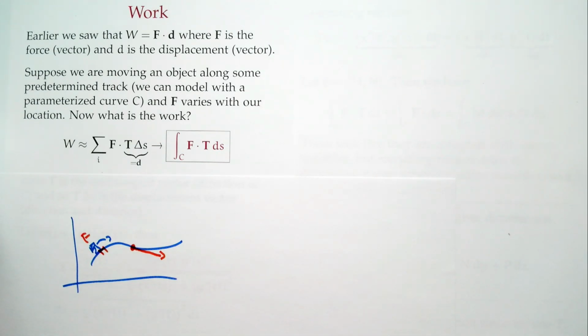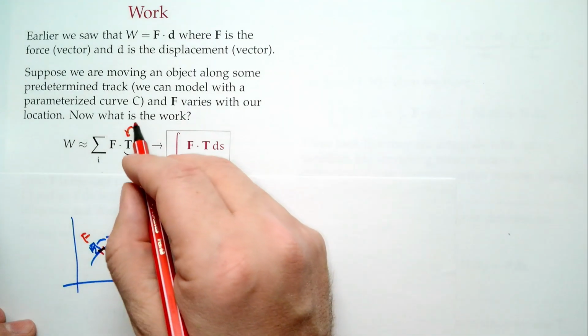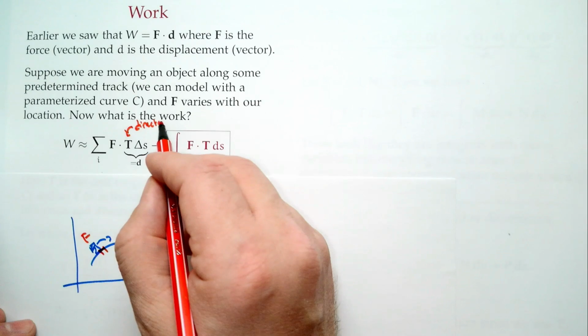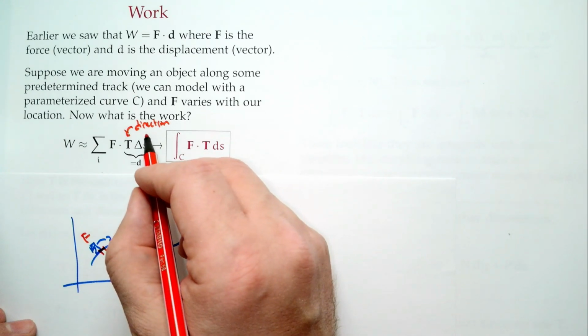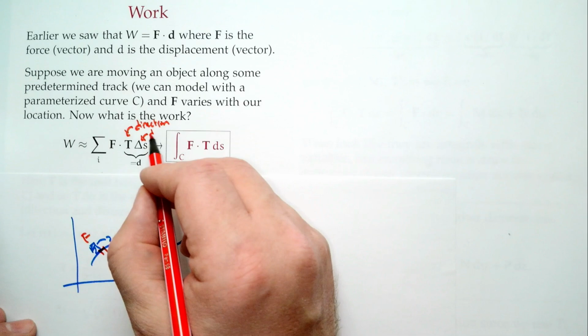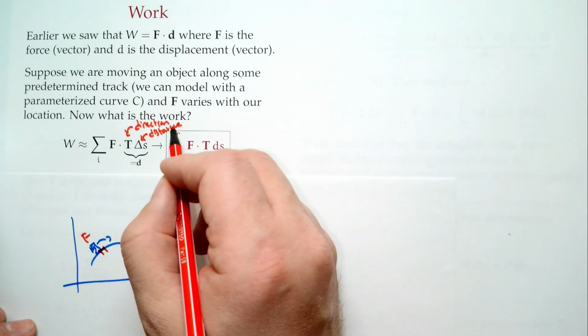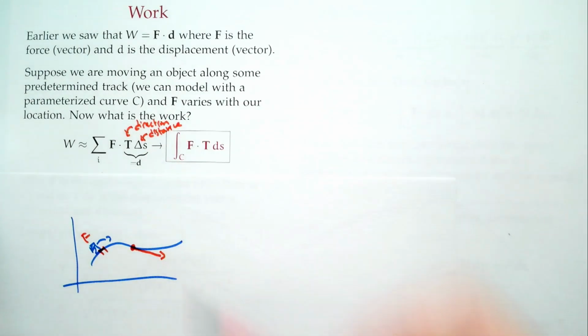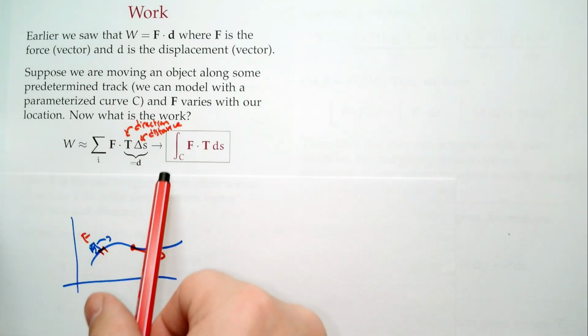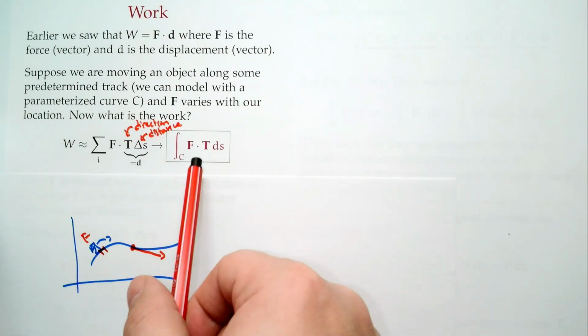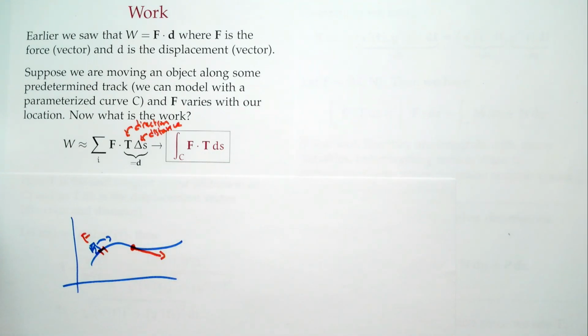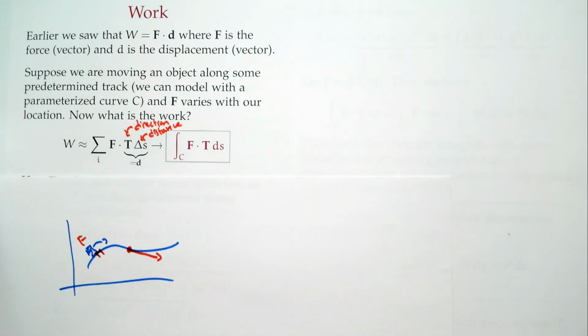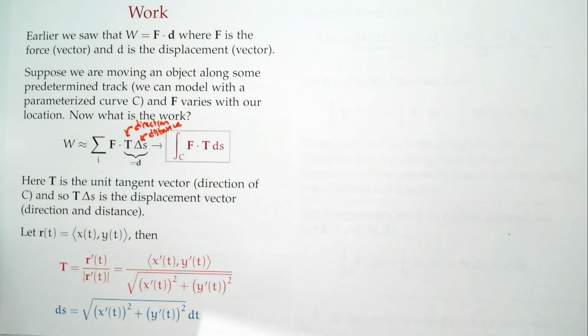So essentially that T there is giving us a direction. So T is for direction. Now, I also need to know a distance, and that is coming from the delta S. And once you have those two pieces, a direction and a distance, that gives you your displacement, a vector. So we have the integral along the curve of F dot T ds. Okay, so that's the basic idea.